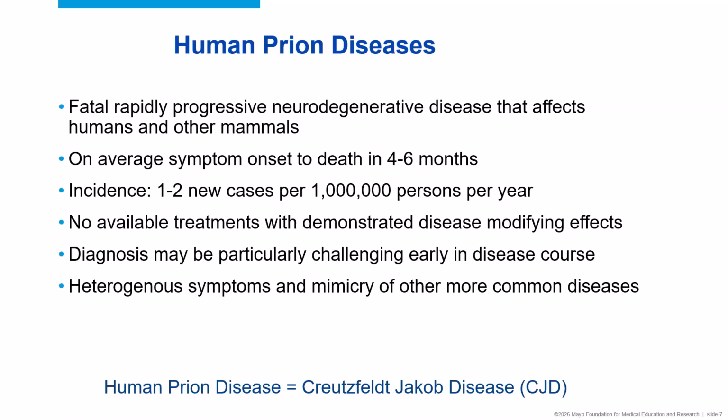Diagnosis of human prion diseases is particularly challenging early in the disease course, and that is mainly because of the heterogeneous symptoms and the fact that these symptoms overlap with diseases that have a higher prevalence in this population. So it can be very tricky, particularly early, to distinguish what is prion disease versus what is some other neurodegenerative disease or a non-neurodegenerative disease.